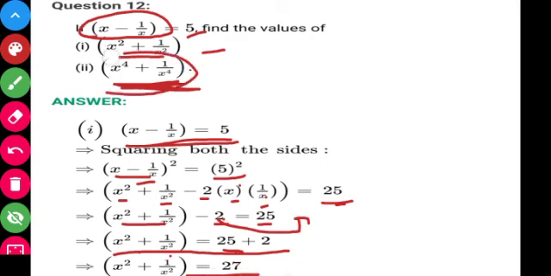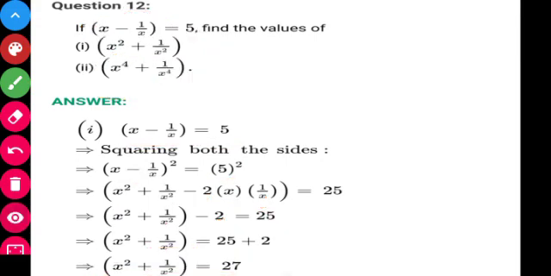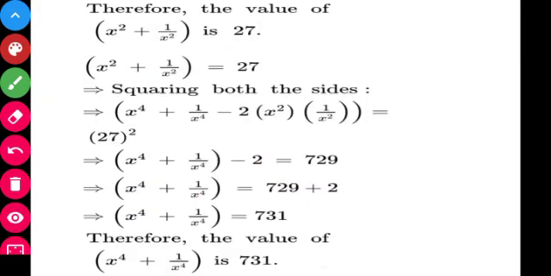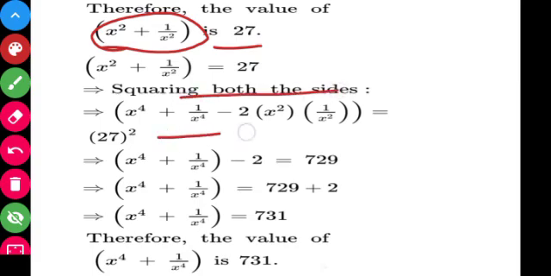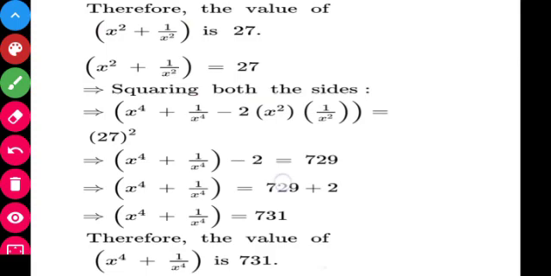Now to find this, again we have to square this. So come to the next slide. We have x square plus 1 upon x square equal to 27. Squaring on both sides, we have this. So similarly you can do it. Now come to the last question.